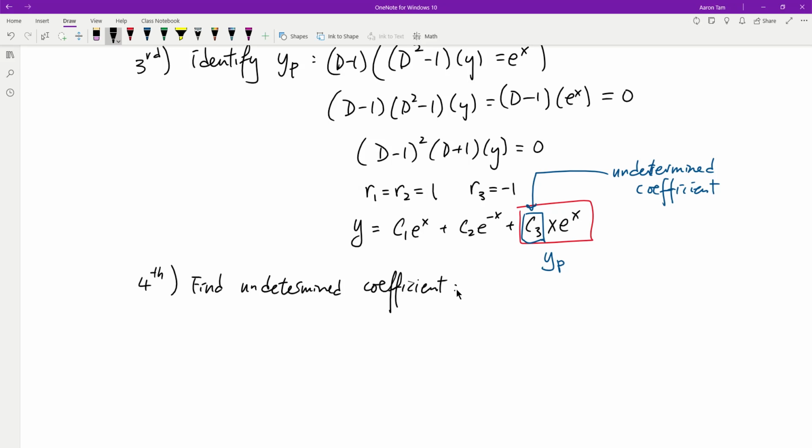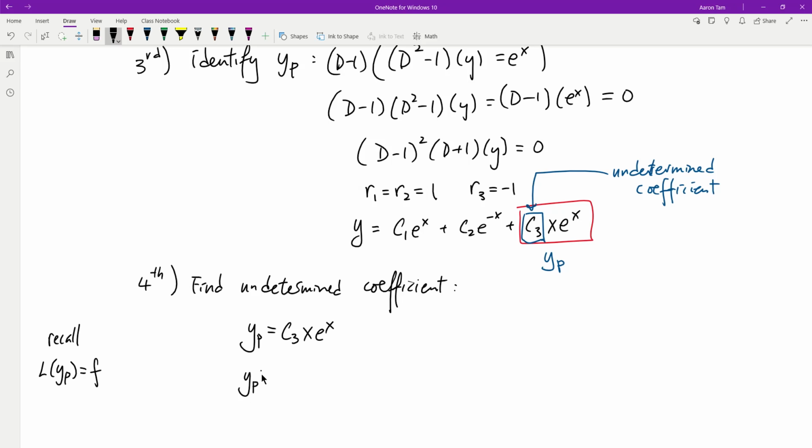To do that, that's pretty simple. What we're going to do is start with our y sub p, which in this case is C3 x e to the x. And we're going to simply plug that into our differential equation. Because remember, we call this particular solution should satisfy the equation and give us the function f. We call L of y sub p should equal f. So what I'm going to do is plug into L, which is in this case D squared minus 1. To do that, I do need the second derivative, so I'm going to find that first before I plug it in.